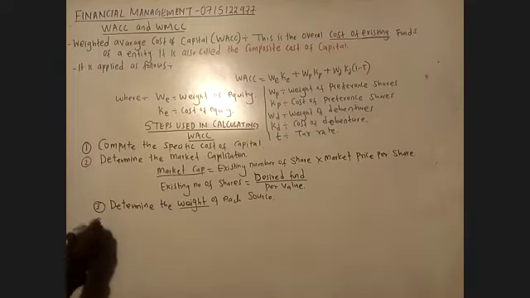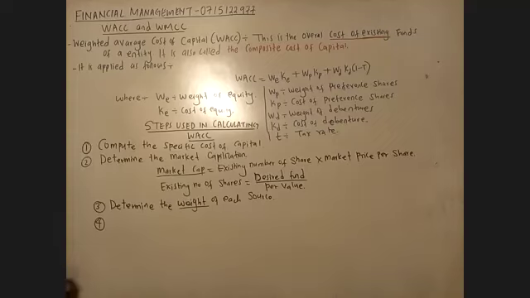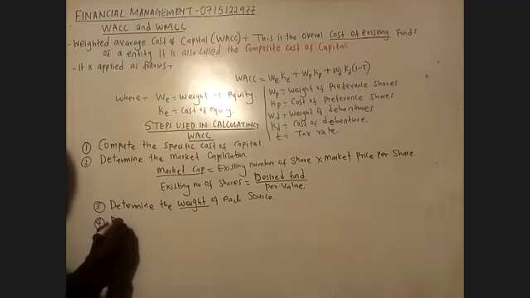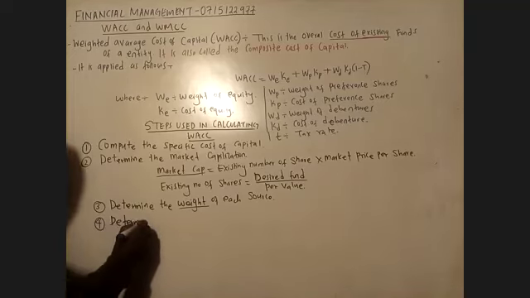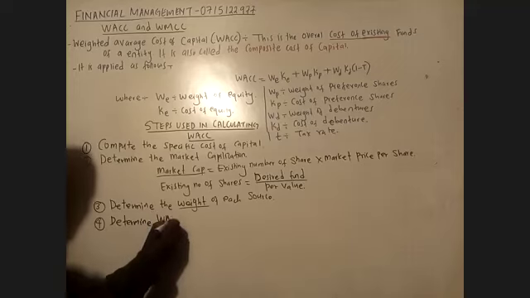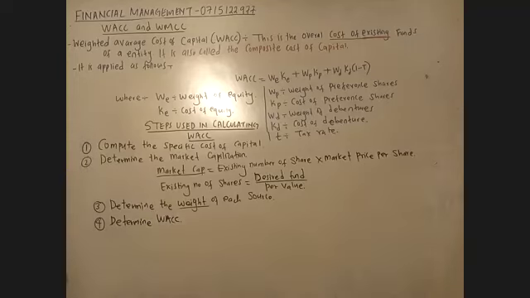Number 4, once you determine the weight, you can determine the WACC. That's the last step. You determine WACC. That is all about the weighted average cost of capital.